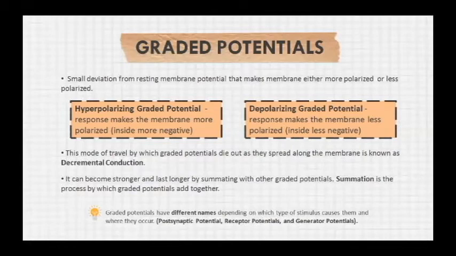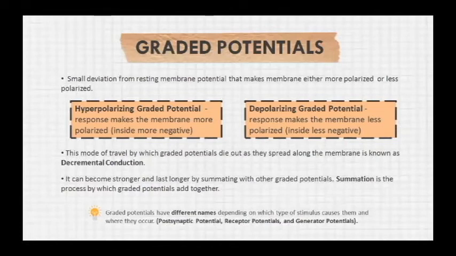So, since we have discussed that graded potentials are only known for short distance communication, they can somehow travel a little bit longer through the process of summation, in which graded potentials add together to travel at least much longer than the normal ones. So graded potentials have different names. It depends on which type of stimulus causes them and where they occur. For example, the postsynaptic potential, the receptor potentials, and the generator potentials.